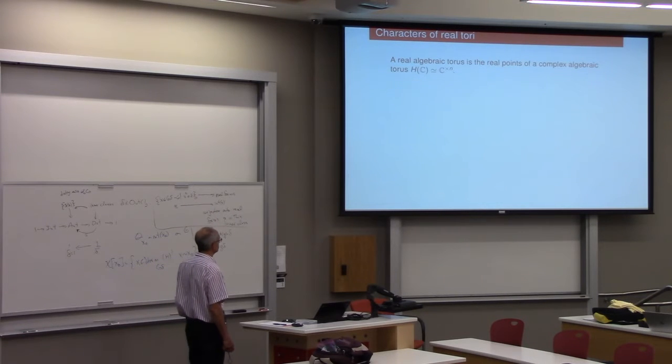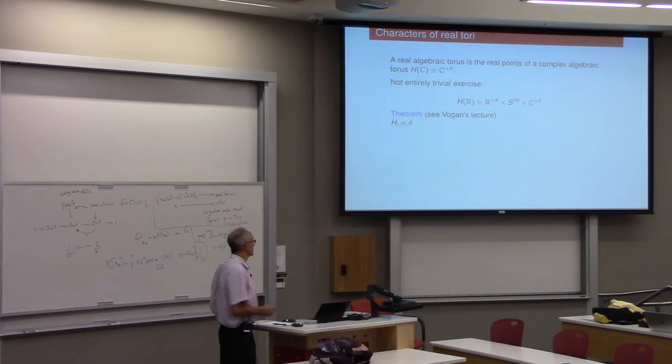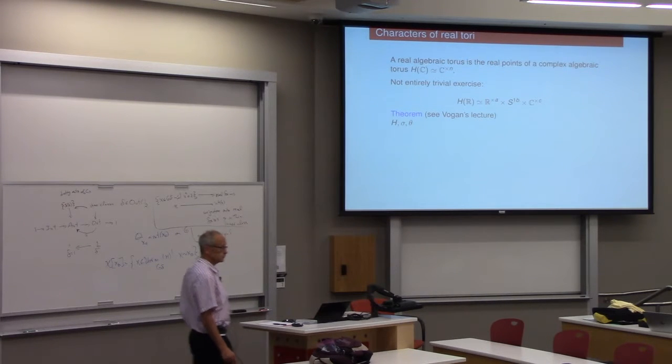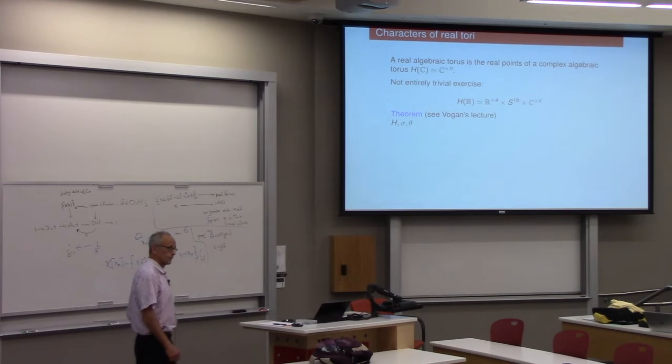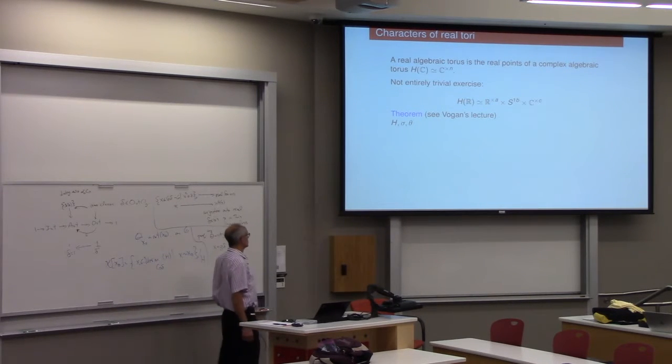And it's not entirely trivial to see that a real algebraic torus can be written as a direct product of circles, R crosses, and C crosses. Think about how you would prove that. It's not so easy, but anyway, that's true.